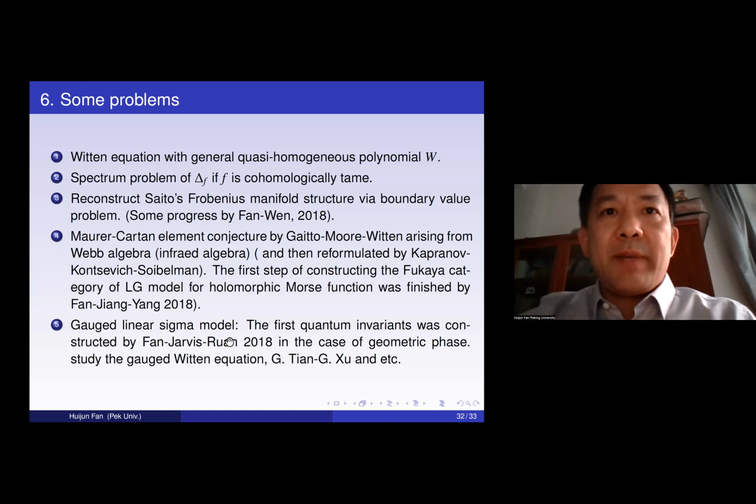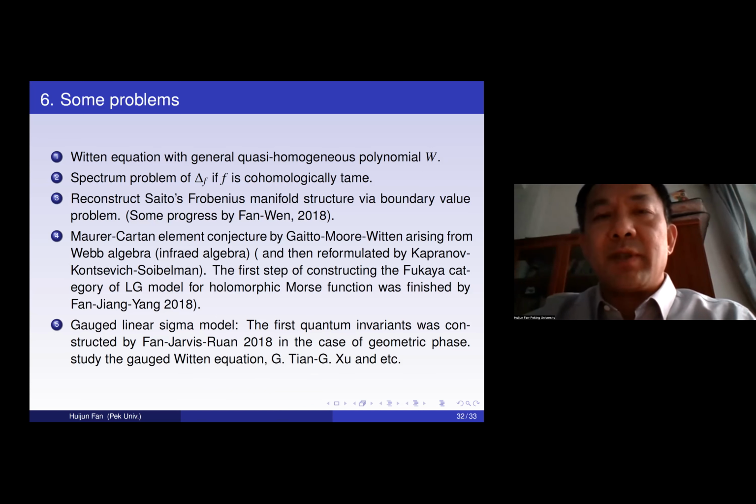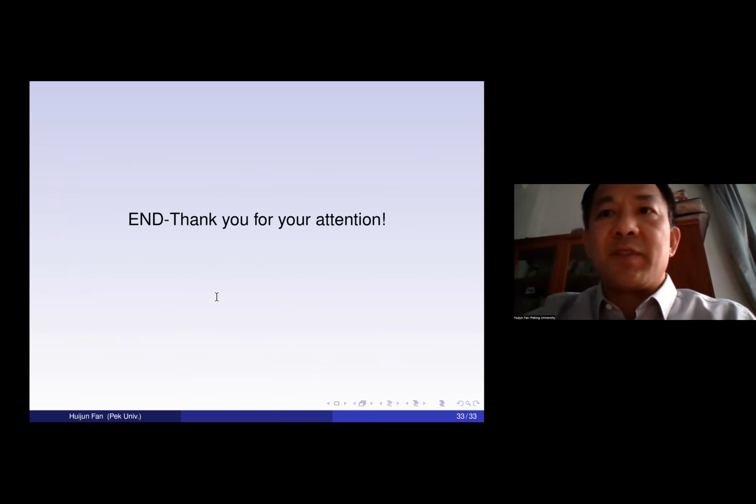So this is a very big model containing the LG and the CY models. The first quantum invariance was constructed by me, Jarvis, and Ron in 2018 in geometry and topology. In the case of geometrical phase, our construction is purely algebraic, and then later the related gauged Witten equation was studied by Gang Tian and Guangbo Xu, and also in other works from the viewpoint of category theory. And I think I stop here.